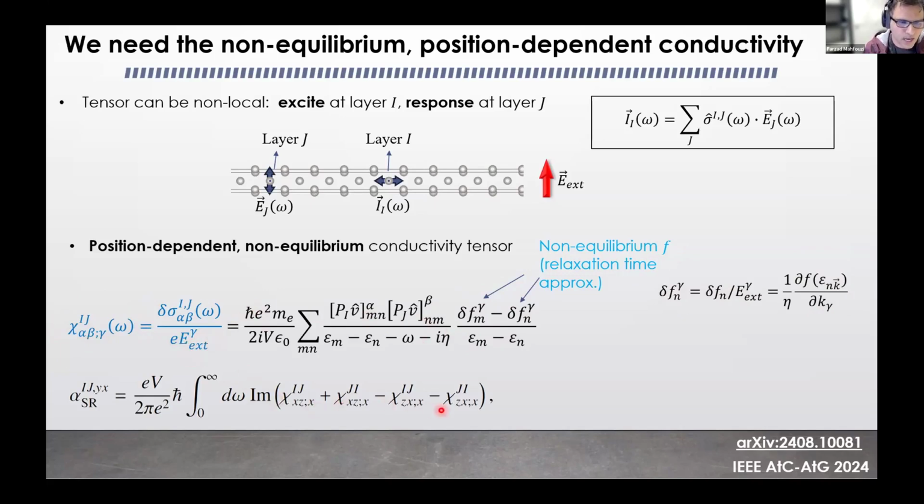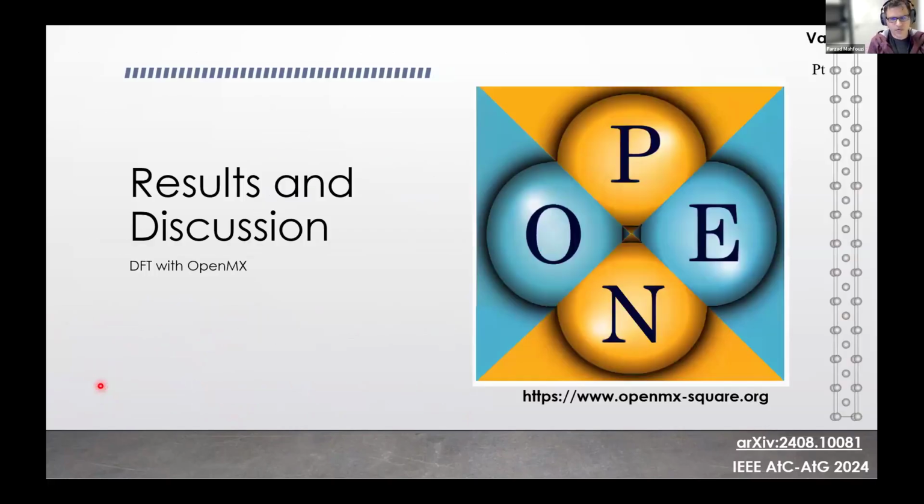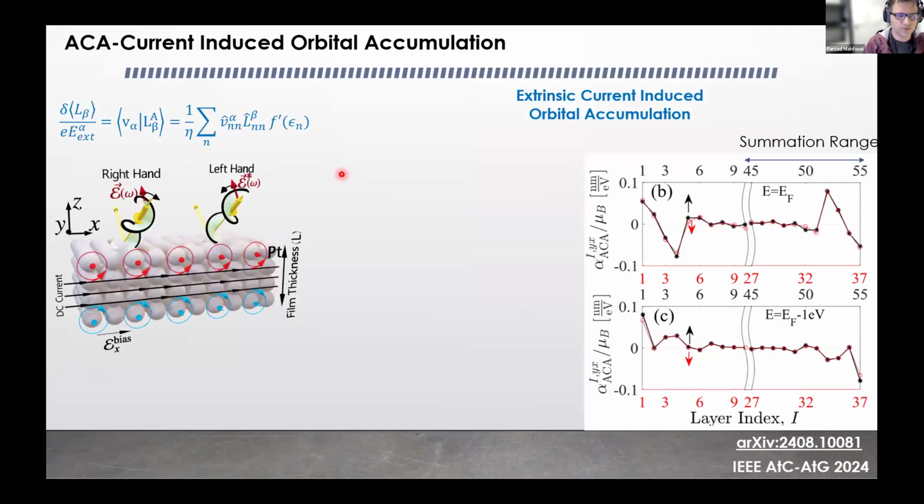Now, how do we connect this using this frequency-dependent optoelectric tensor? You can integrate over frequency, take the imaginary part, and then that would give you this non-equilibrium or current-induced self-rotating orbital accumulation in the system. For the calculations, we use OpenMX, and we get the tight binding Hamiltonian. It's based on a linear combination of atomic orbital basis set. So it directly gives us the Hamiltonian in tight binding form, and then we do the post-processing using that.